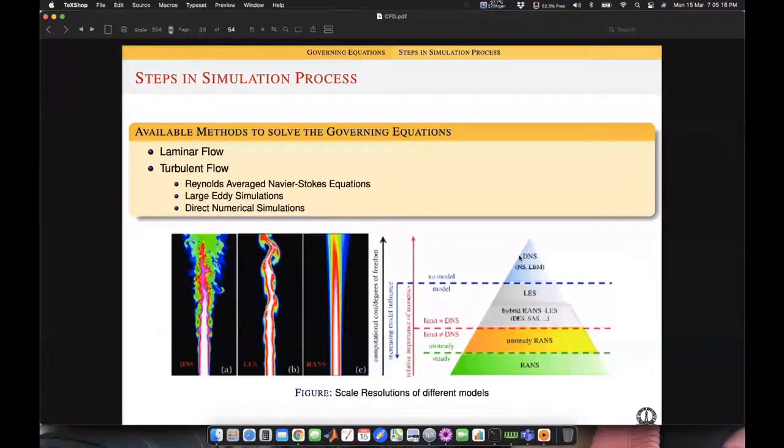Now, what is the difference between these? You can see on the left side, you have 3 jets that are coming from the simulations. So this is a jet that is coming out of a pipe. So imagine that you have your motorbike.